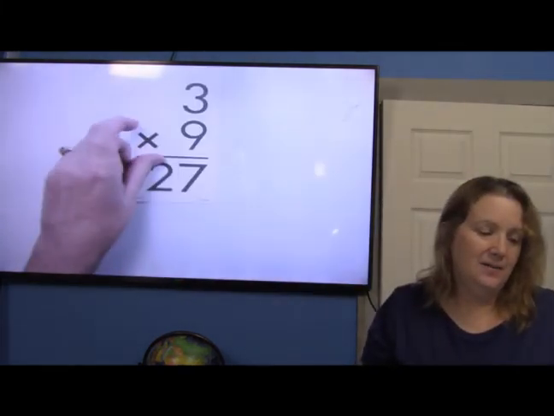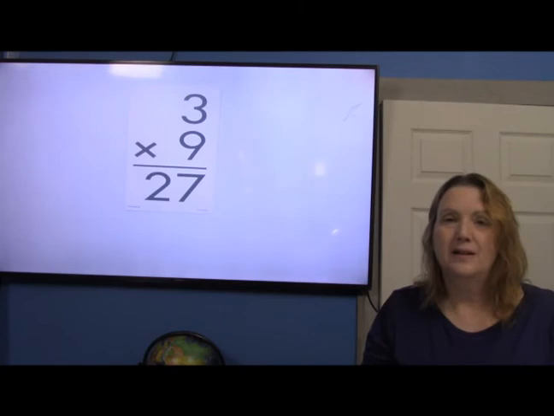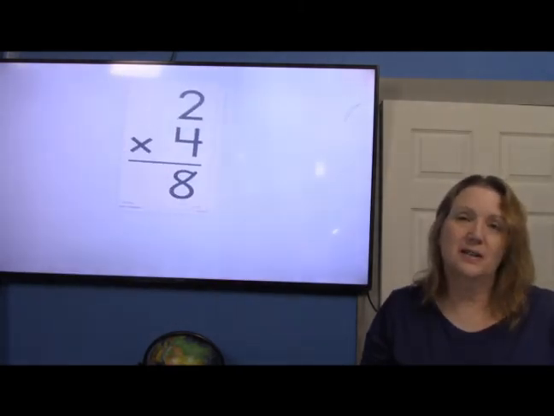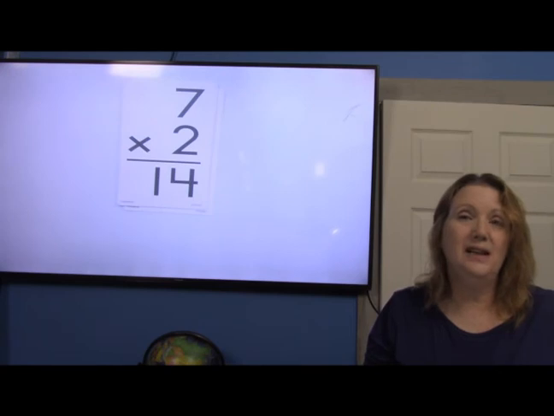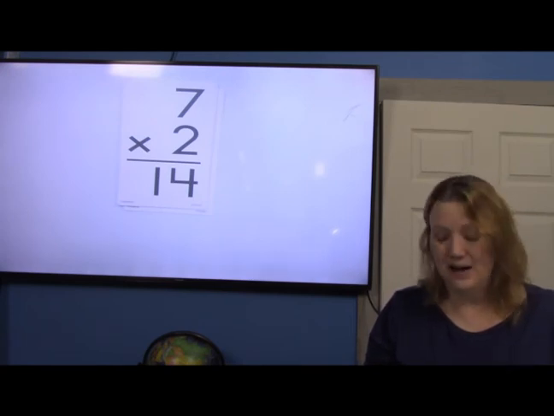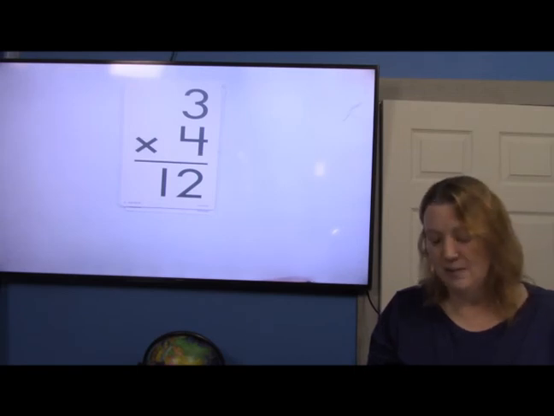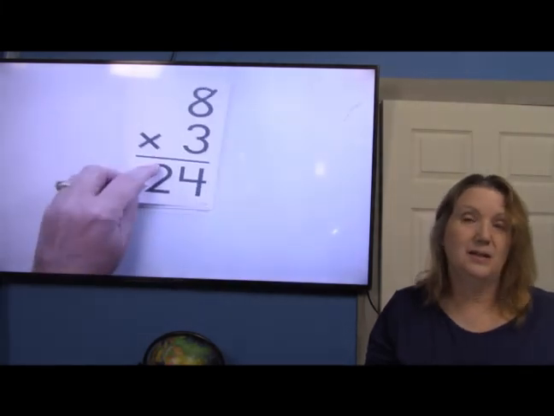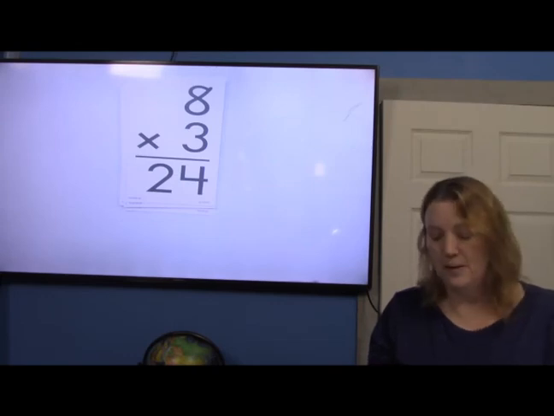3 times 9 is 27. 2 times 4 is 8. 7 times 2, 14. Did you get 14? How about 3 times 4 is 12? And 8 times 3 is 24.